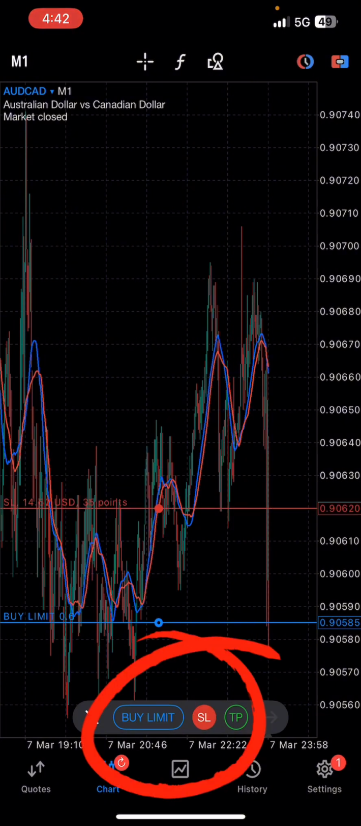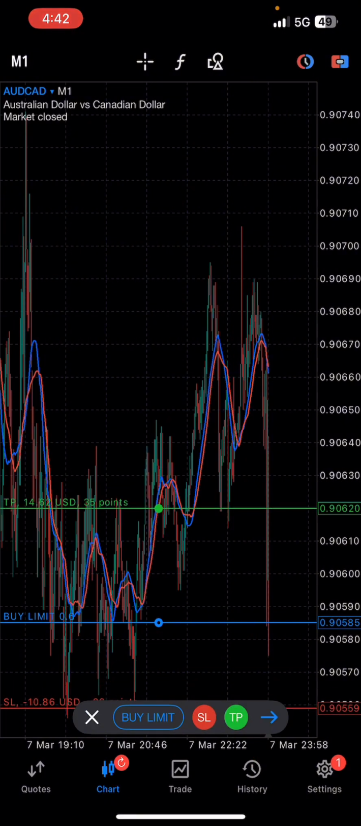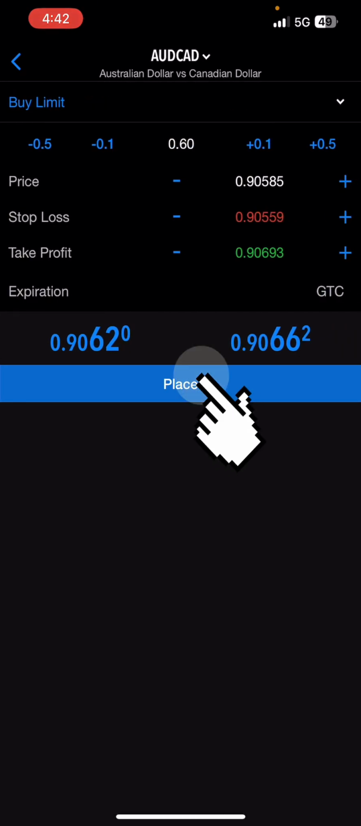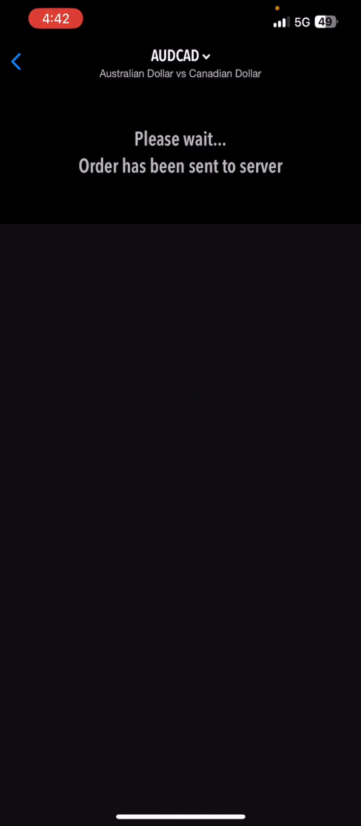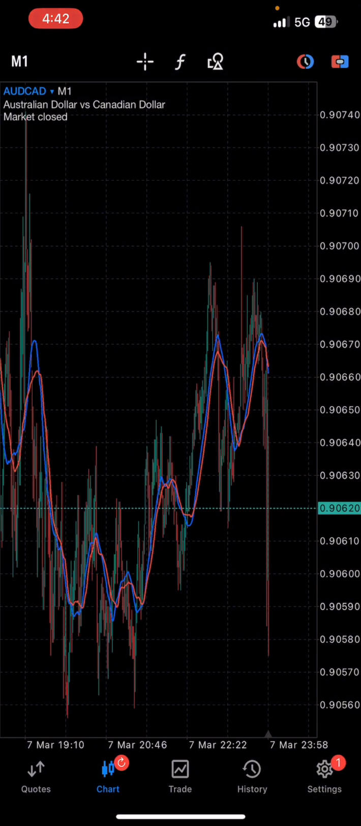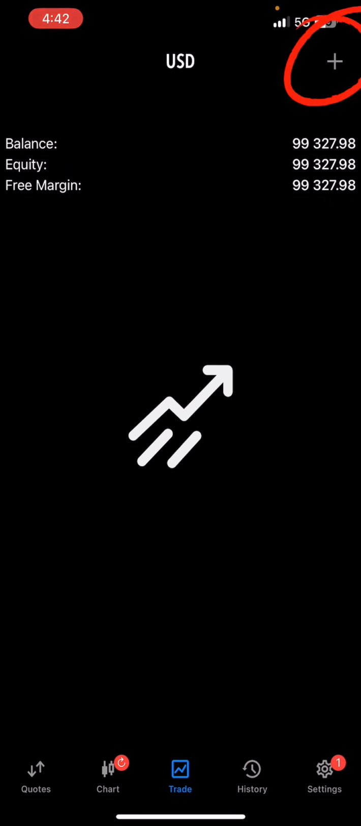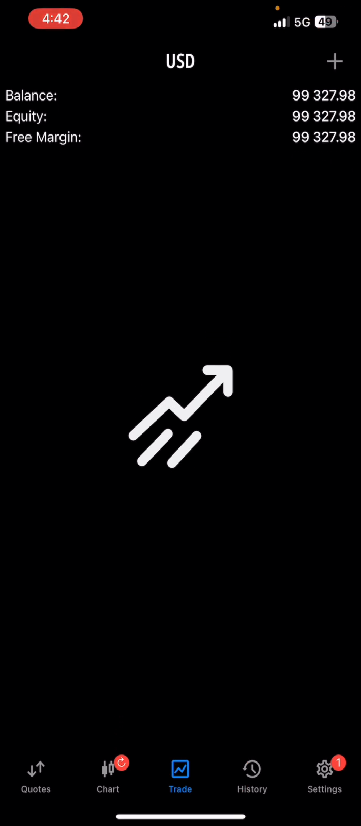And then once you set your SL and you set your TP above when you're buying, you can click on this blue arrow and click on place, and it will place your order for you. Another way you can enter the trade is clicking on trade itself, clicking on this plus icon at the top right. So here shows you your balance, your equity, and your free margin.